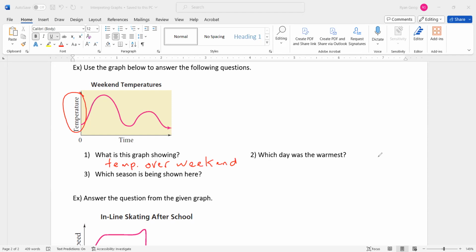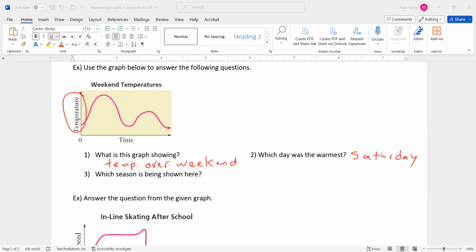Which day was the warmest? You can actually tell from this graph that Saturday was the warmest, because our weekends are Saturday and Sunday. The Saturday hump, the first one, is higher than the Sunday hump, which was the second one. So Saturday was the warmest.